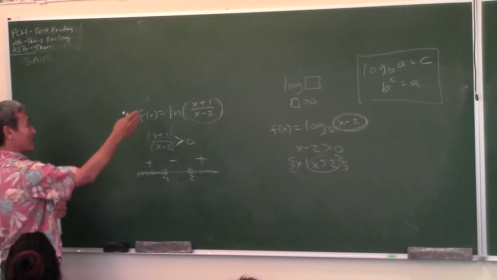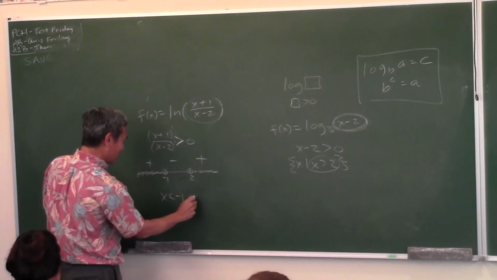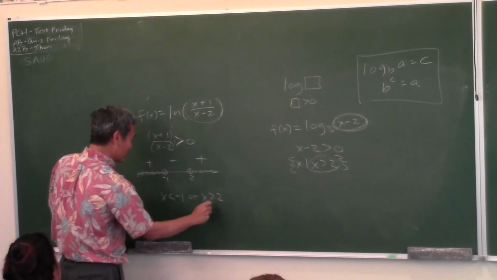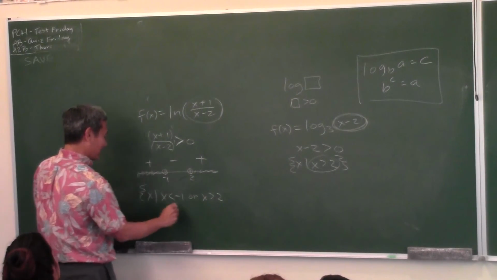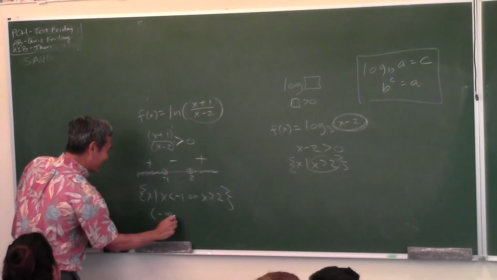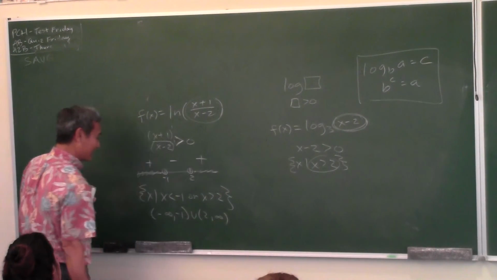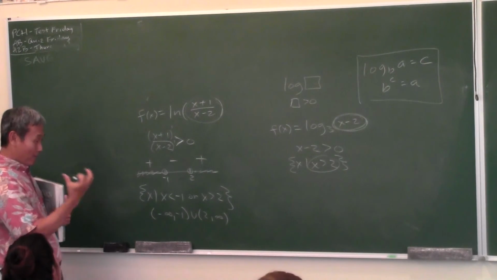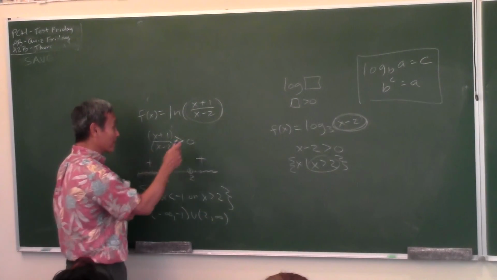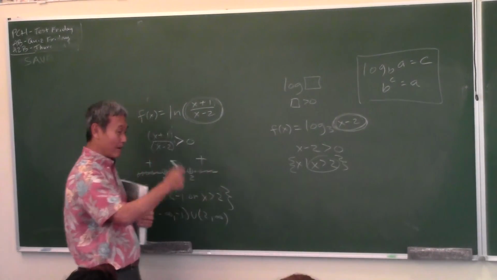So what is the domain of this problem? X is less than -1, or x is greater than 2. And if you want to be mathematically correct, you write that. Or how about just write this? Negative infinity to -1, and then from 2 to infinity. So just remember, whenever you have a logarithm, this thing, whatever it is, it doesn't matter what it is, it has to be greater than 0.